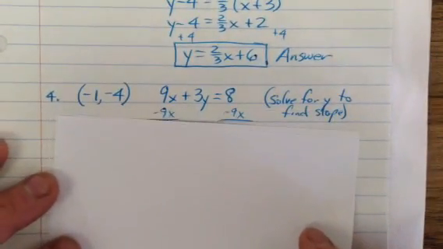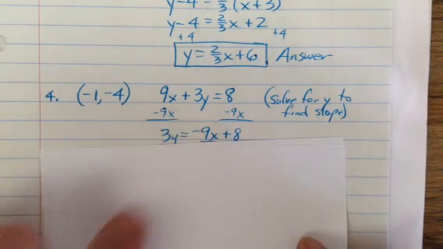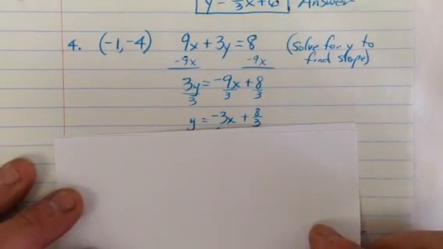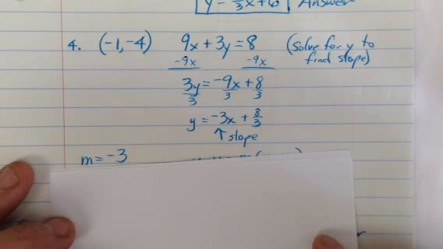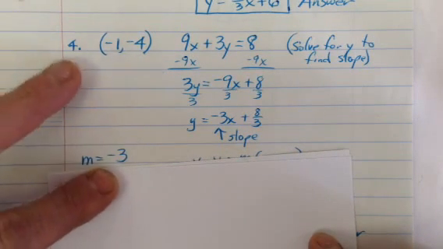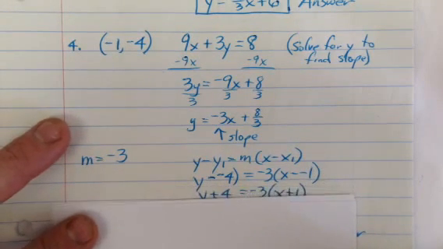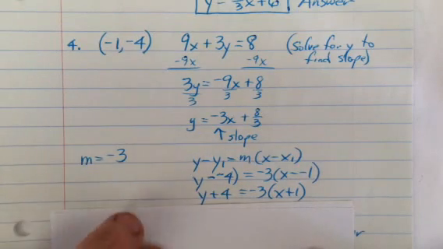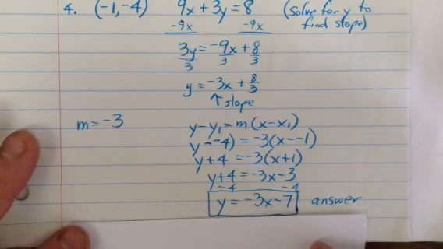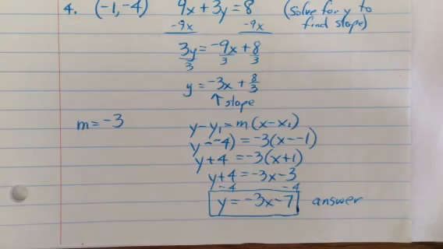Number 4, same thing, we need to solve for y. Move the x term to the other side. Divide by the coefficient of y. I'm dividing by 3, clean things up, and it looks like this. Can you identify your slope? Your slope is 3, negative 3, excuse me. Since I'm parallel, I'm going to use the slope of negative 3, the same slope, but I'm going to go through this point right here. Point slope, plug in our information, clean up our double signs. Distribute a negative 3. Subtract 4 from both sides, and there's our answer. Y is equal to negative 3x minus 7.